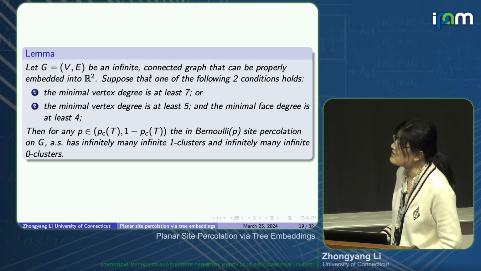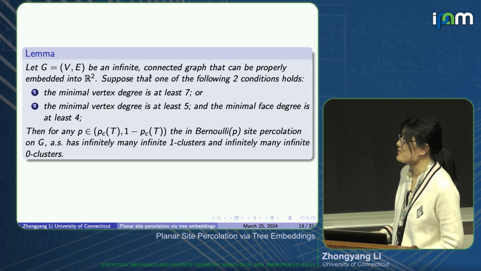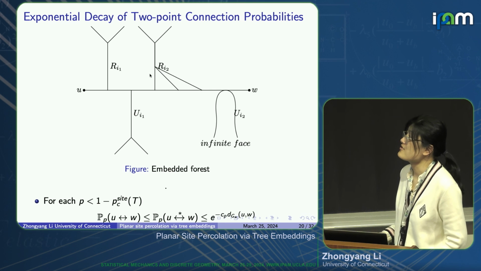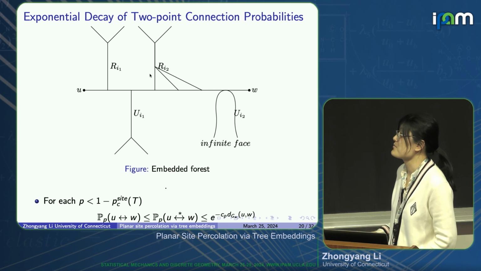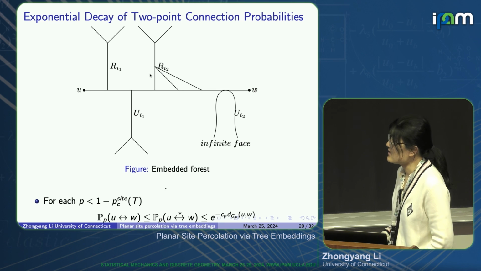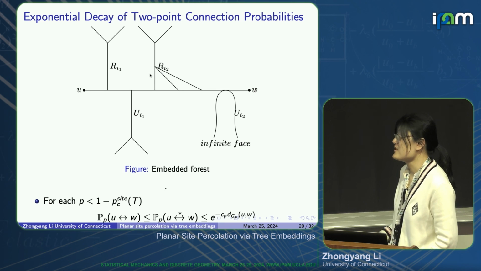So first, let's consider the case when p is between pc of G and pc of T. In that case, we will first show the exponential decay of two-point connection probabilities. So we consider two vertices U and W. We will show that whenever p is less than 1 minus pc of T, the probability that U and W are joined by a path consisting of all state 1 vertices is less than or equal to e to the power negative Cp, where Cp is a constant depending only on p, but independent of U and W.